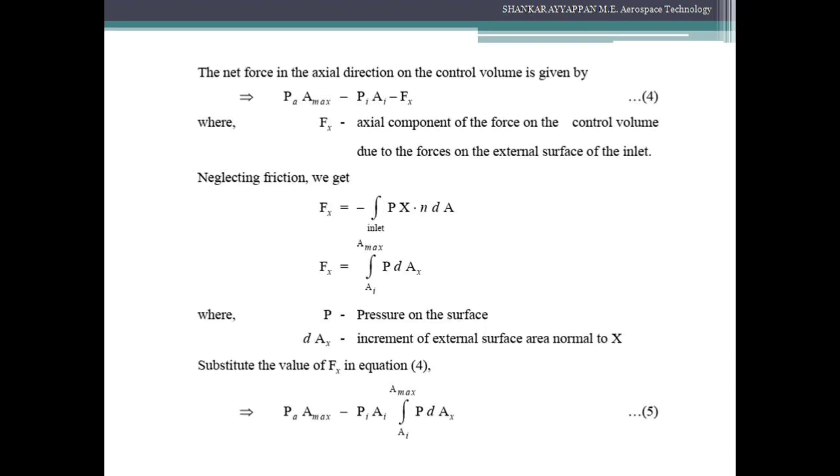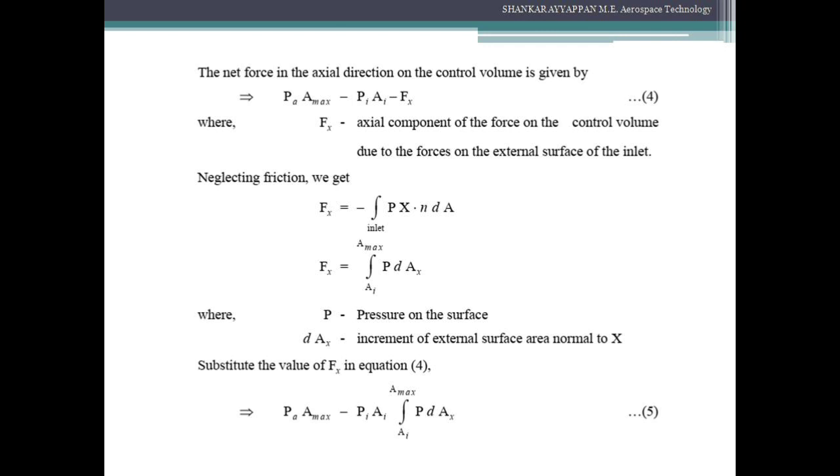Then we find the net force in the axial direction on the control volume, which is given by PA max minus PI AI minus Fx. Here P into A max is the pressure force at exit, and PI AI is the pressure force at the inlet. Fx is the axial component of force on the control volume due to the forces on the external surfaces of the inlet. Let us find the expression for Fx.